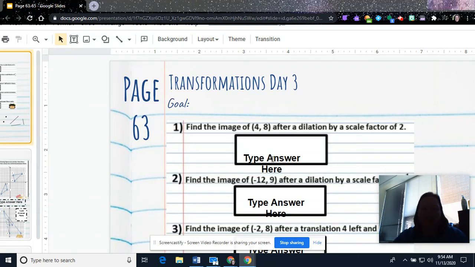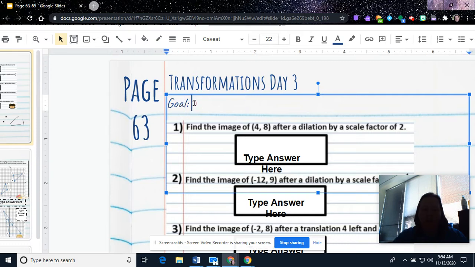Hi, I would like to take some time to go through pages 63 to 65 with you. If our goal is I can dilate figures on the coordinate plane.